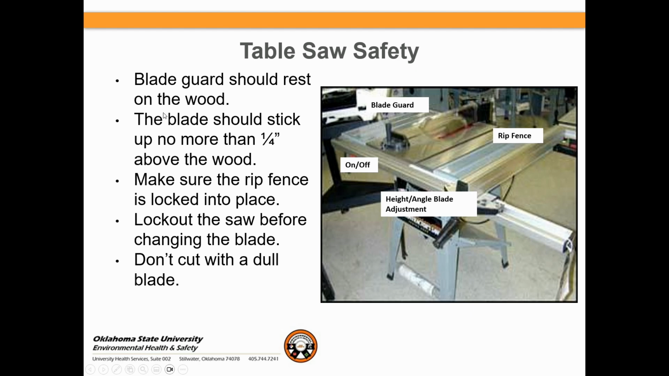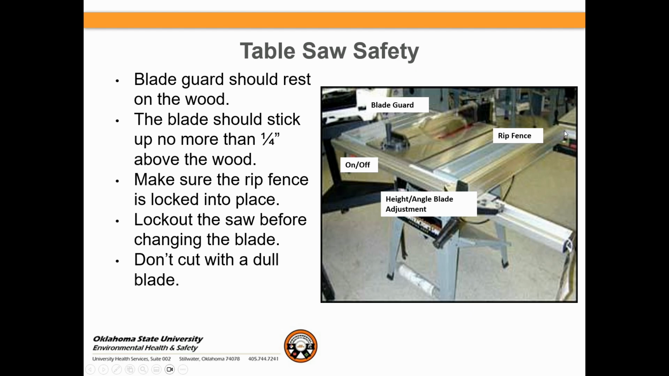Blade guard should rest on the wood, pretty much just like you see right here. This right here is kind of like what's referred to as a floating guard. You run your material directly up through to the blade itself. This guard raises up just a little bit, but it still allows your material to pass on through, go through the blade, go through the cutting. And once again, the blade should stick up no more than 1/4 inch above the wood, and make sure the rip fence is locked into place.